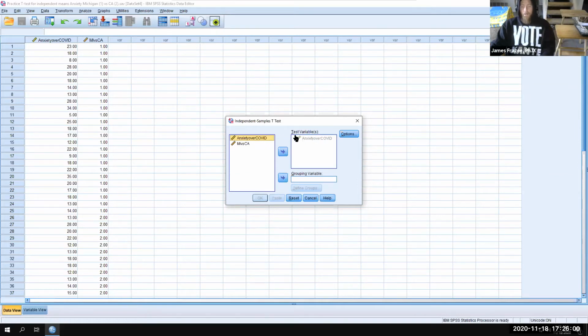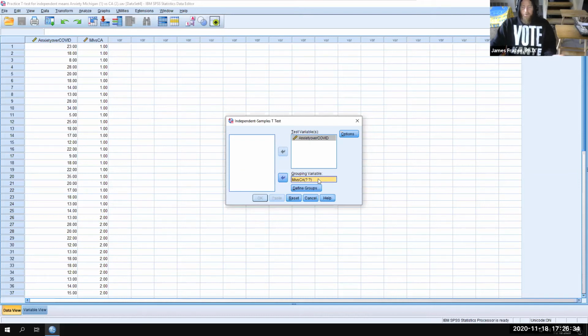We can either click and drag or use our handy dandy arrow. I like using the handy dandy arrow. Our dependent variable goes in the test variable box. Now, this Michigan versus California, I've used their postal abbreviations here. In case you didn't know, MI is not Missouri or Mississippi, both of which start with MI. It's in fact Michigan. So if you're mailing things to Michigan, it's MI. Okay, MI versus CA.